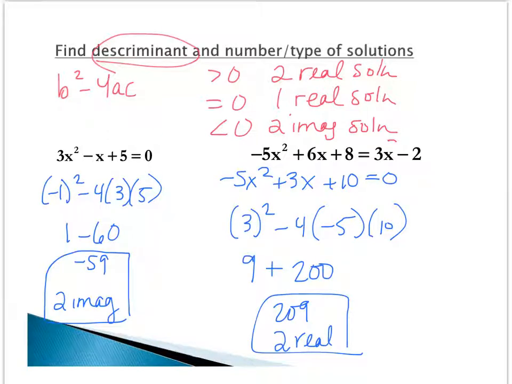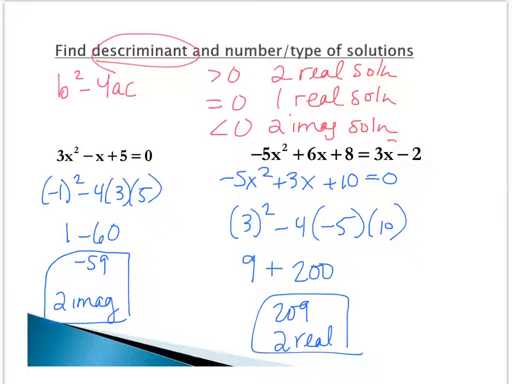In the first problem, we get a discriminant of negative 59, which means there are 2 imaginary answers. In the second one, our discriminant is 209, and that means we have 2 real solutions. Since 209 is not a perfect square, these solutions will be irrational. If I had gotten a perfect square, such as 100, then those 2 solutions not only would be real, they would also be rational.